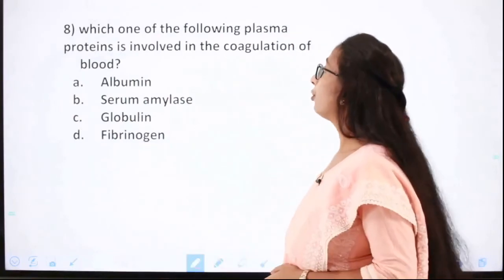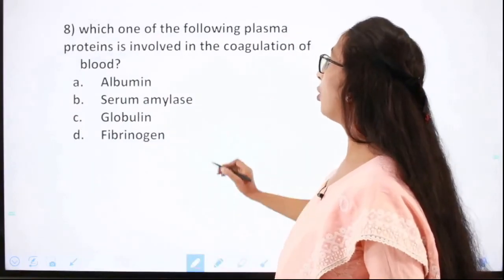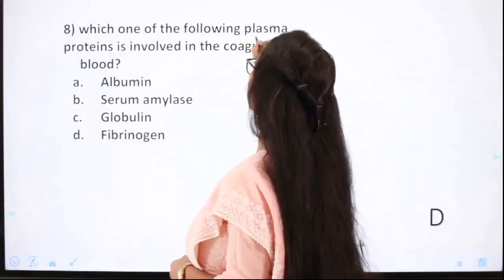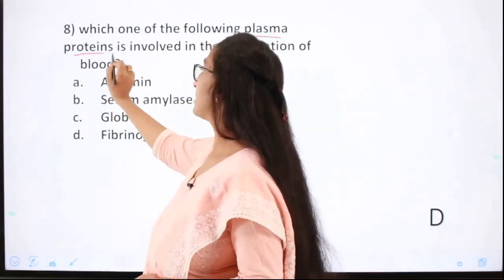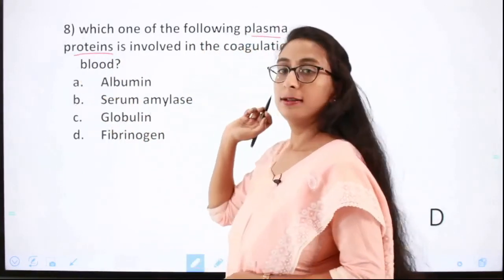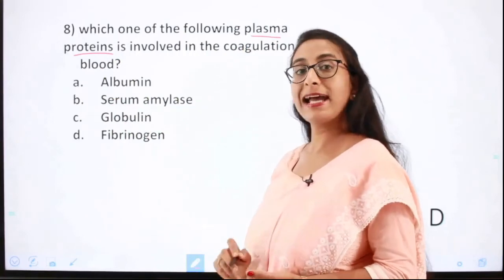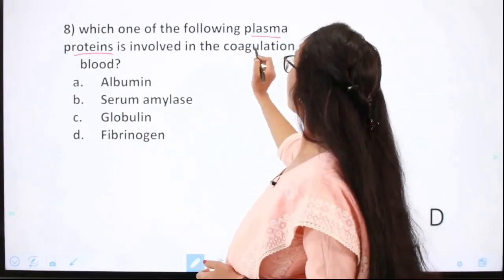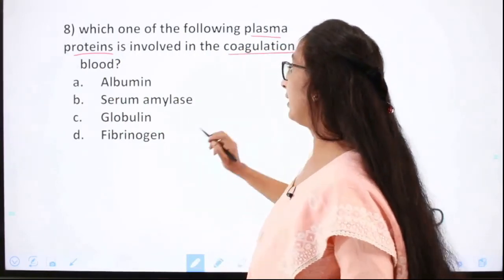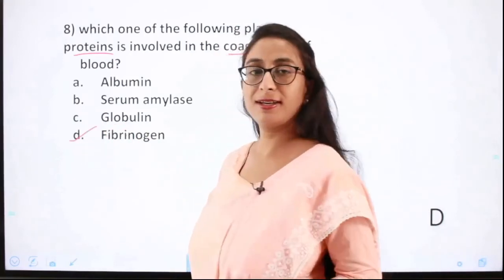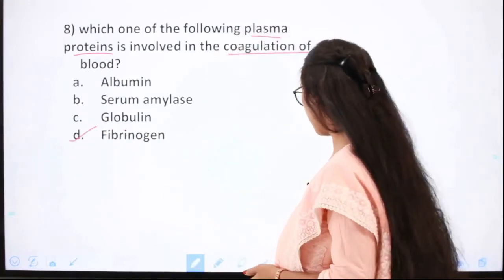Which one of the following plasma proteins is involved in the coagulation of blood? I told you we have 3 plasma proteins, isn't it? We have fibrinogen, globulin and albumin. So which of them is responsible for coagulation of blood? It is fibrinogen. So D is the right answer.